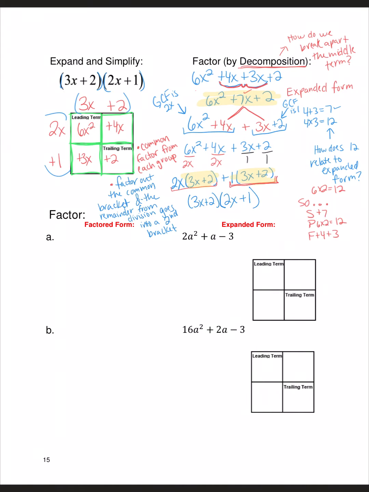Okay, so there are lots of strategies in order to get those factors. Let's take a look at a couple. We'll use our area model for a few of them, and then we'll get away from that and just use SPF for decomposition. So for our expanded form, we're going to put our leading term in this box. We're going to put our trailing term here.